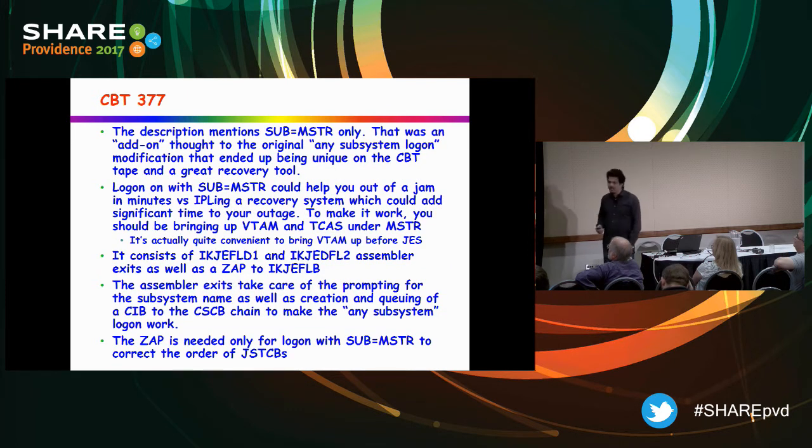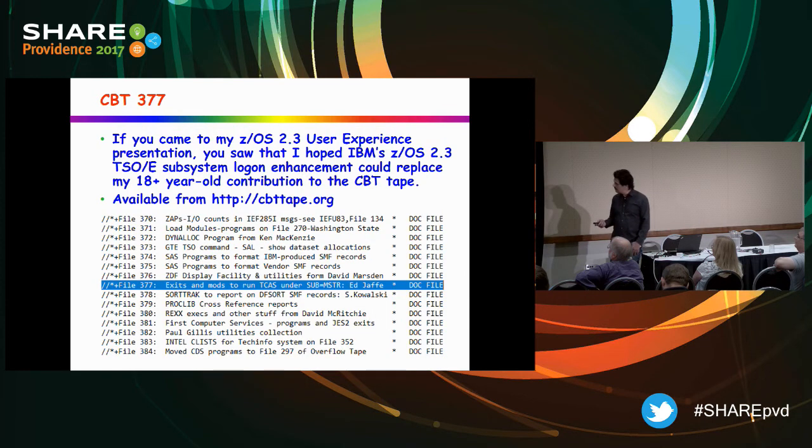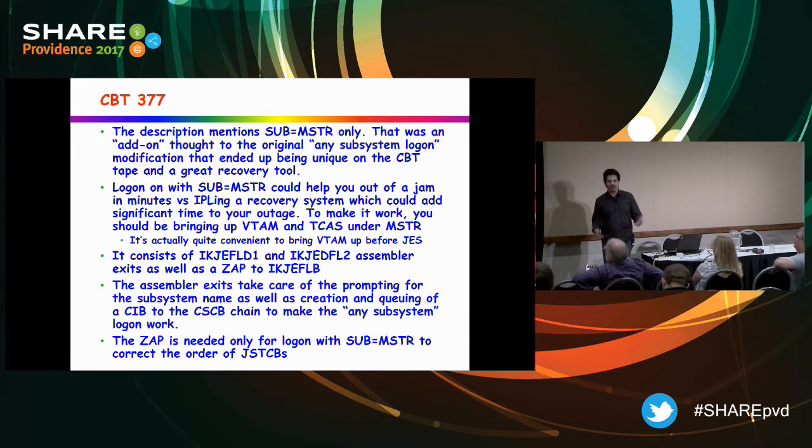So basically the description, the way he put it over here, is exits and mods to run TCAS under sub equals master. Well, actually, what I started out to do was to allow a logon under a secondary JES2. That's really what I wanted, and that's what I got. But then master was sort of this extra thing: if master doesn't work, let's figure that out. And that turned out to be a super useful thing because it's a tool in your tool bag, right?